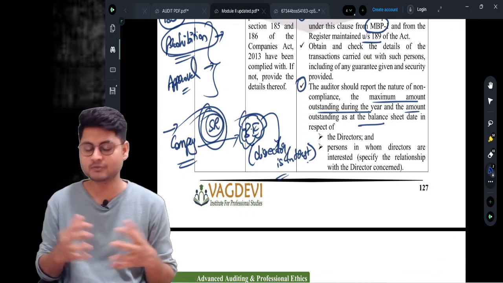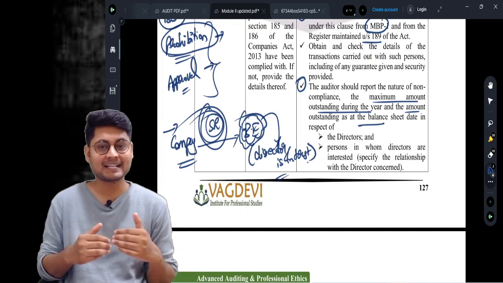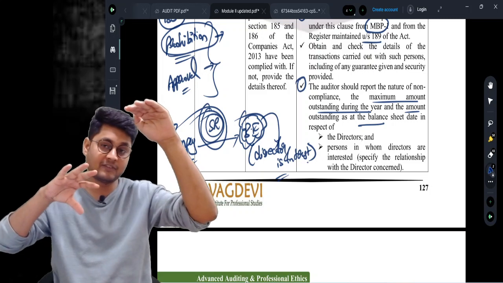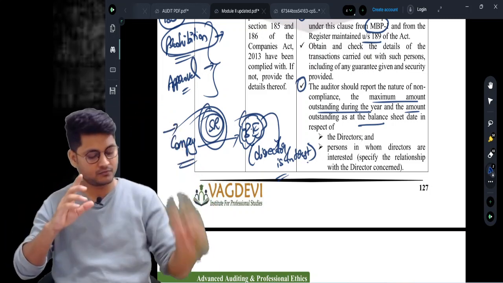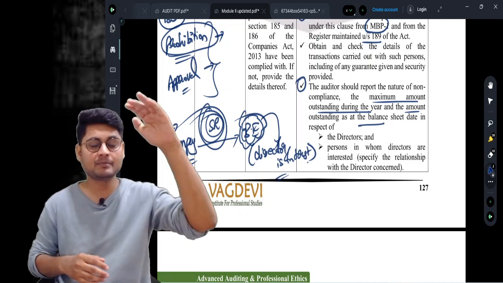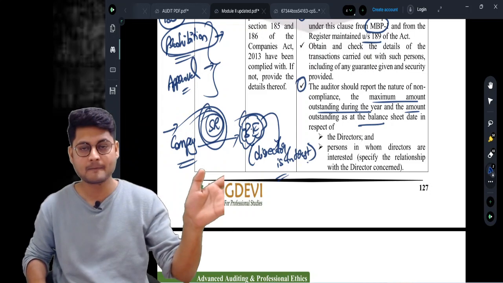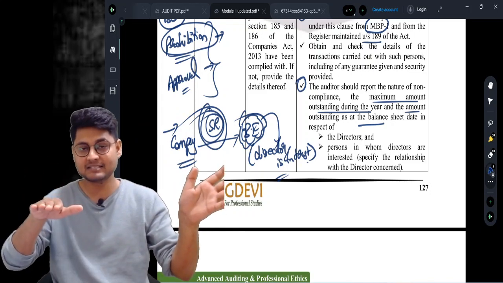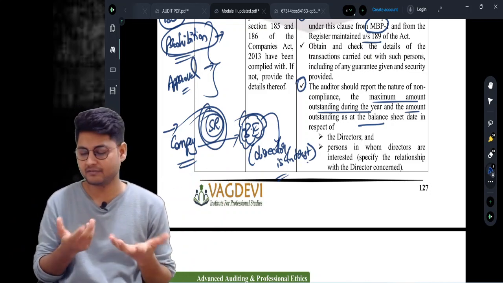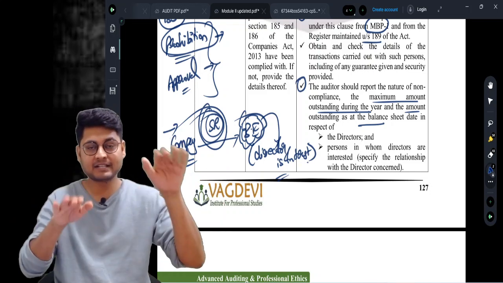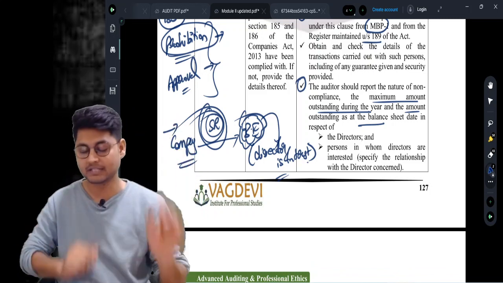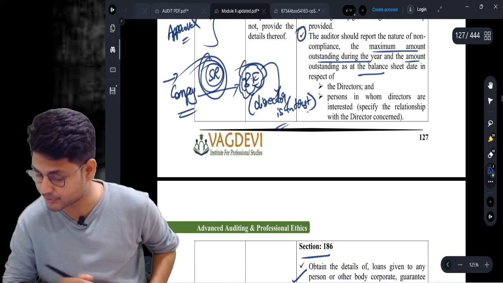What is the difference between these two? The maximum outstanding loan during the year is the highest amount, but the balance sheet value may be different. Why will there be a difference? The maximum amount is the amount of loan we give during the year, but when you come to the balance sheet date, there may be some repayments which may have happened. For that reason, there may be a difference between the highest outstanding balance during the year and the balance sheet date. Both the things you need to report here.